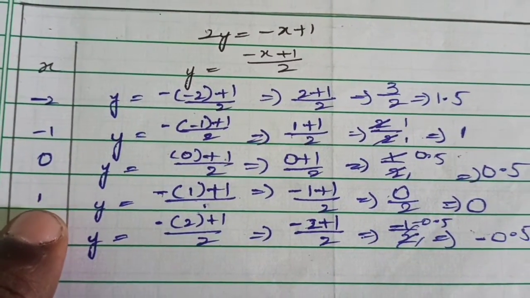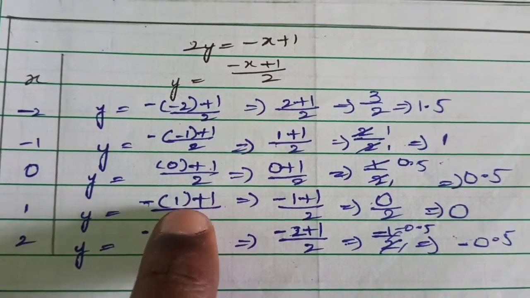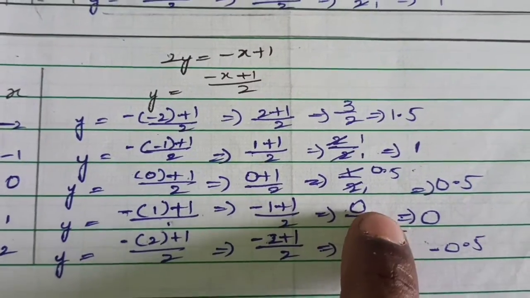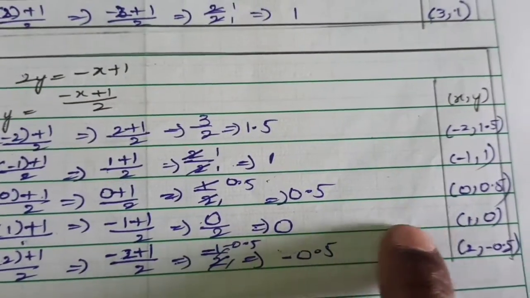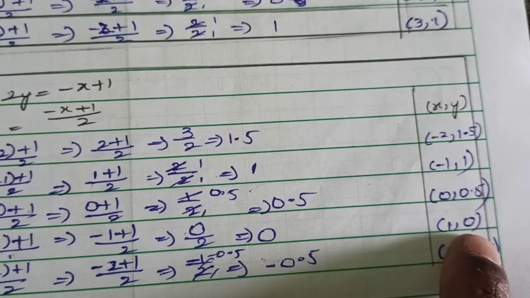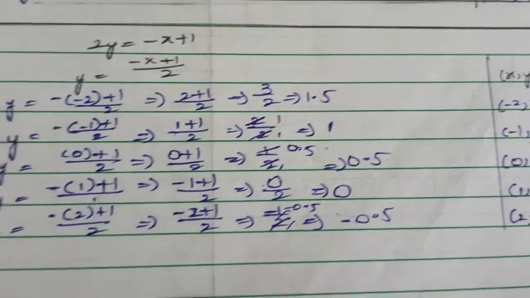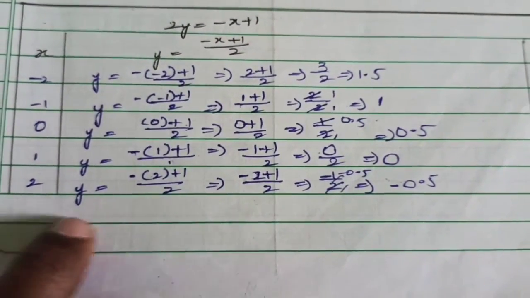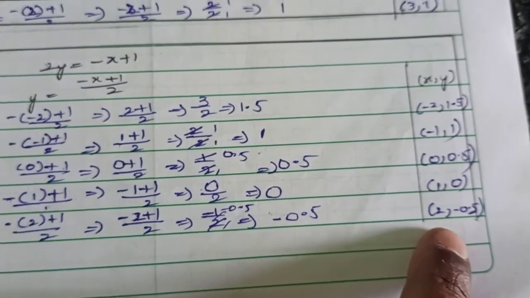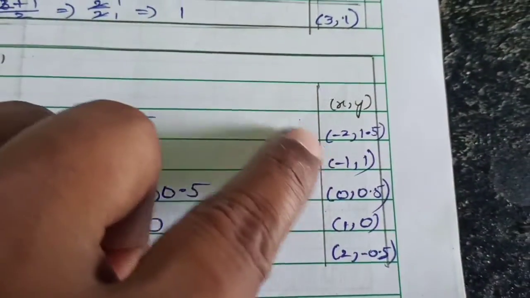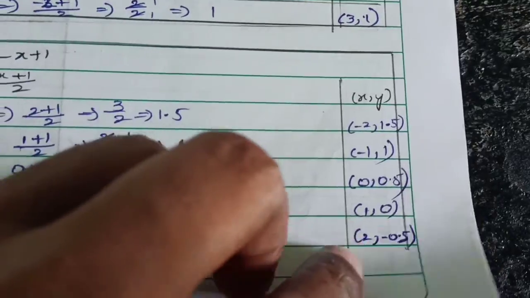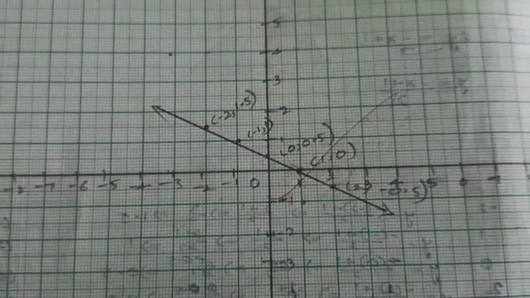Then when x equal to plus 1, it is minus 1 plus 1, which gives 0. 0 by 2, 0 by something is always 0. When x is 1, y equal to 0. Then when you substitute 2, we will get minus 0.5. These are the 5 points we have to locate on the graph paper. I hope you can see the graph paper clearly.